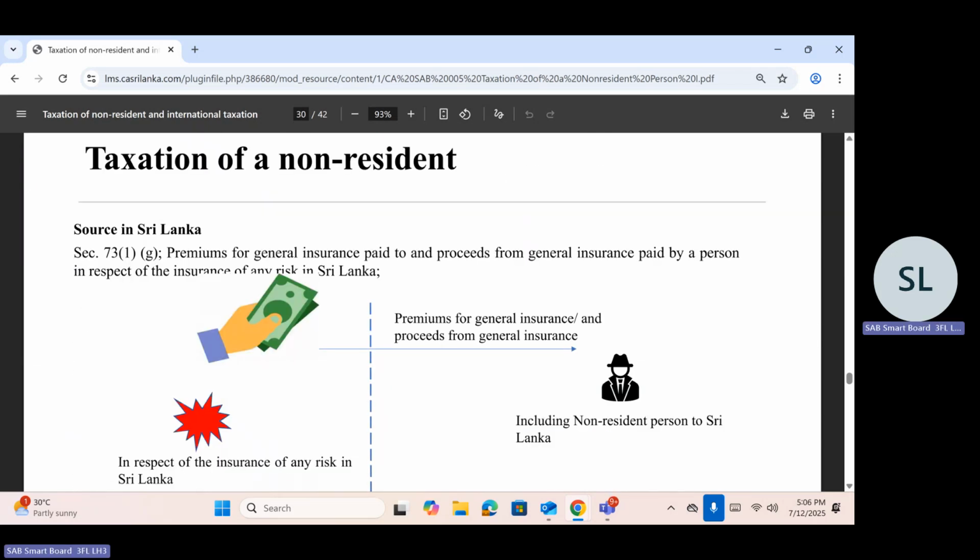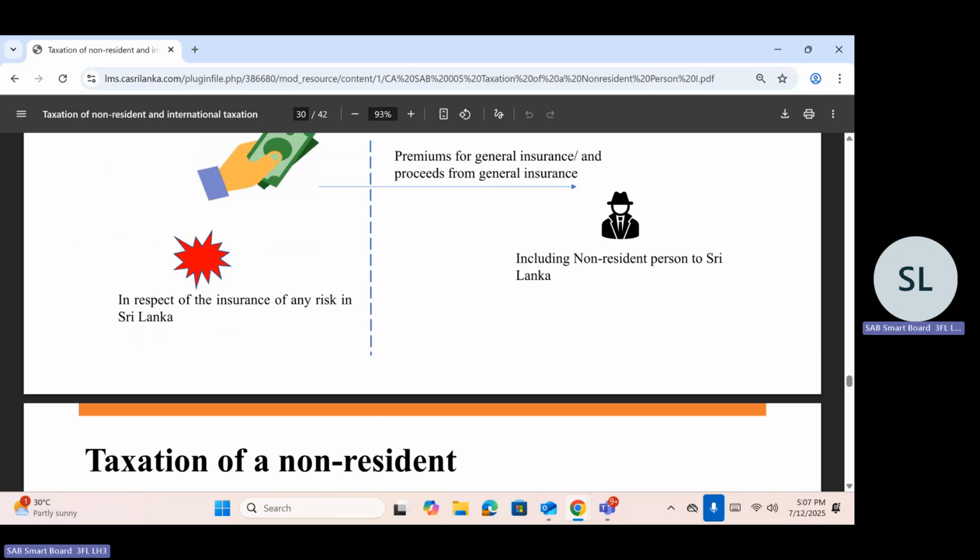Premium, general insurance. Any proceeds from general insurance paid by a person in respect of the insurance of any risk in Sri Lanka, if you are making any premium, it shall be considered as a source in Sri Lanka. That is applicable only for insurance.